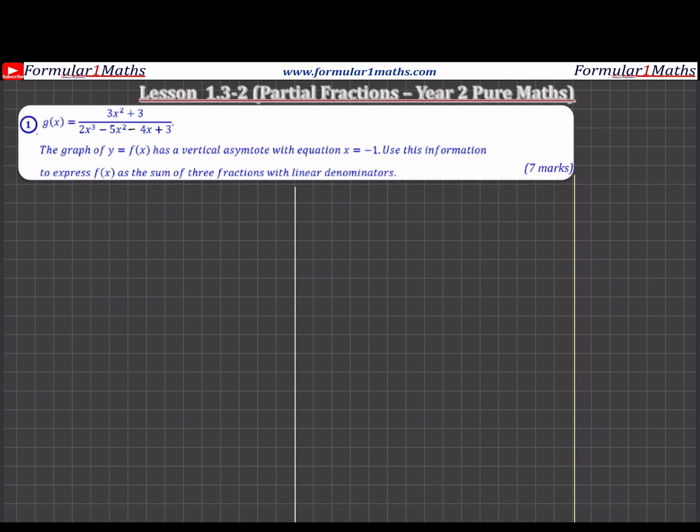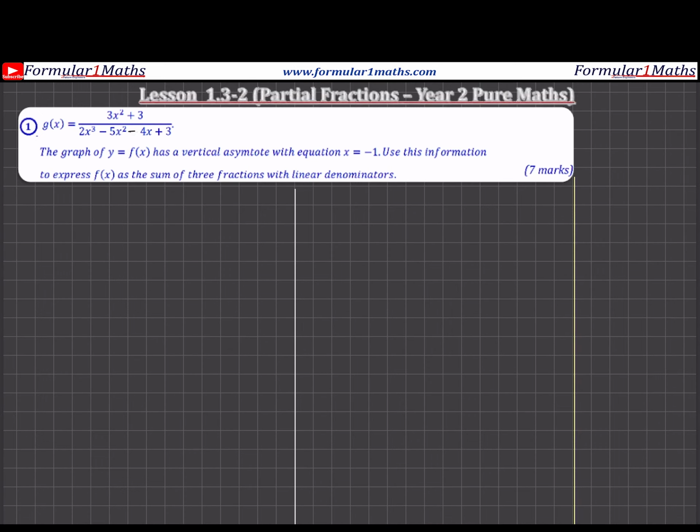Lesson 1.32 is on partial fractions, A-level pure maths, year 2. And this is the second in a series of lessons on partial fractions.